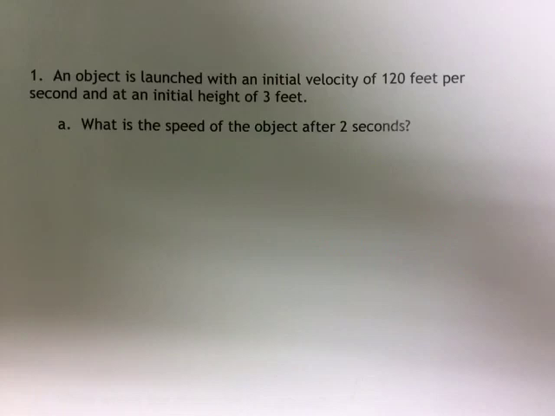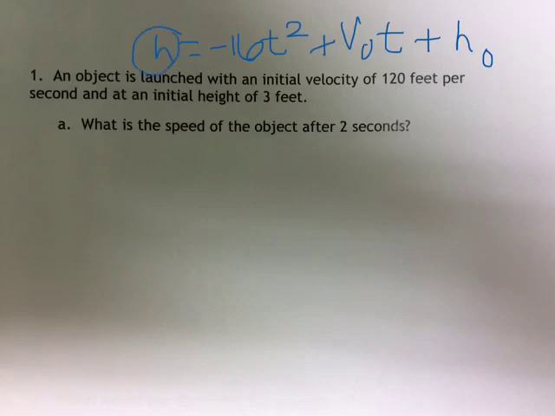So we're going to start by just reviewing really quickly what the equation for projectile motion is that we're using, and that is h equals negative 16 t squared plus v naught t plus h naught. The v naught is the initial velocity, and the h naught is the initial height. This h right here is the height of the object at any given time t.